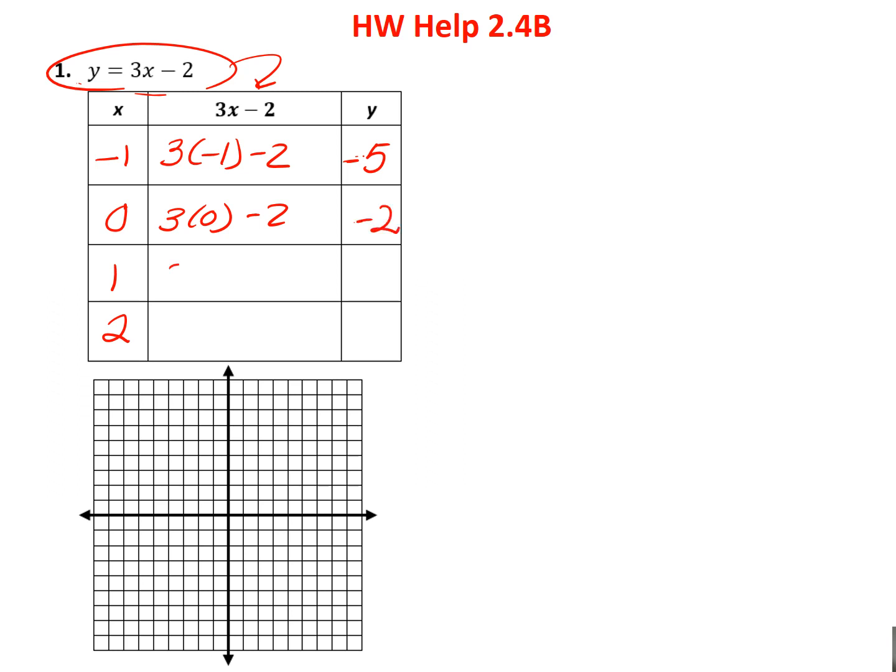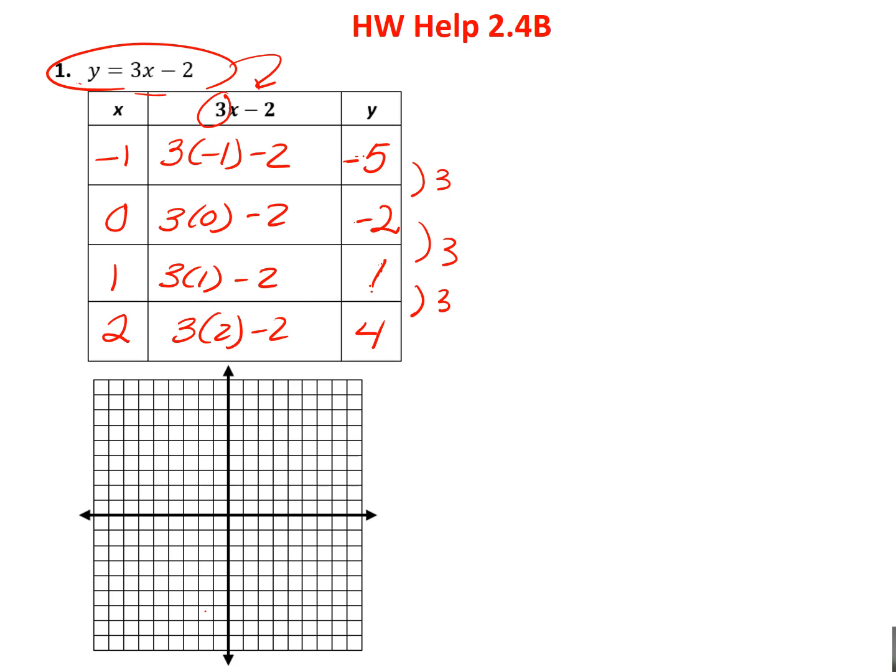And then we have 3 times 1 minus 2. So 3 minus 2 is 1. And then we have 3 times 2 minus 2. 3 times 2 is 6, minus 2 is 4. By the way, notice one thing that should be true. We see that this is 3, so we're not surprised that it's just going up by 3 each time. Just pointing that out to remember that's because we're going up by 1.